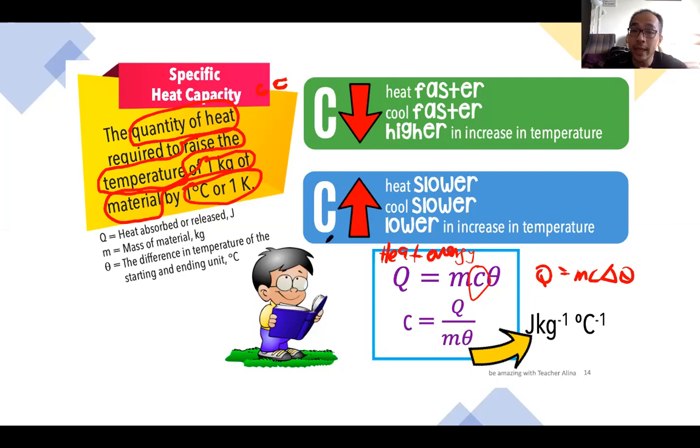Manakala on the opposite side, if your c is very big, it will become hotter slower, it will become cooler even slower, and it will have a lower increase in temperature. Dia punya peningkatan suhu kan sangat perlahan. So in the case of the sand and the sea just now, the first picture that we saw, which one has the smaller c and which one has the bigger specific capacity? We find that the sand has a smaller specific capacity. Manakala the seawater has a higher specific heat capacity because it takes a very long time to become hotter, and it also takes a very long time to become cooler.